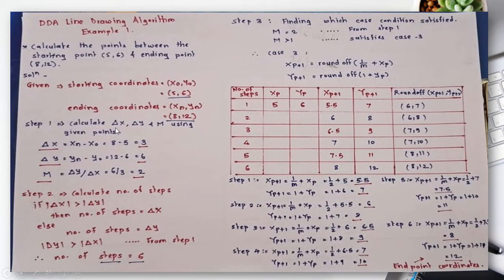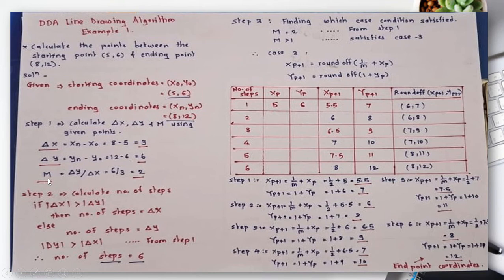We are going to calculate differential of x, differential of y and m using the given points. M is nothing but the slope of that line. Differential of x is xn minus x0, so 8 minus 5 is equal to 3. Differential of x will have value 3. Differential of y will be yn minus y0 is equal to 12 minus 6 is equal to 6. So differential of y will have value 6.